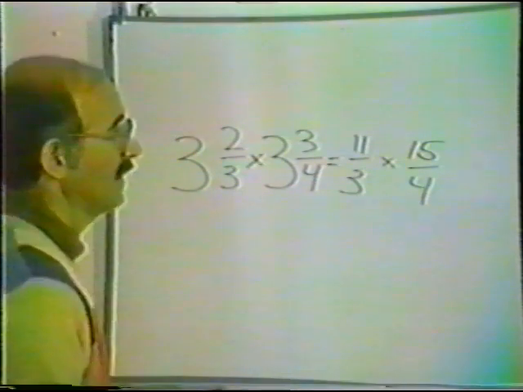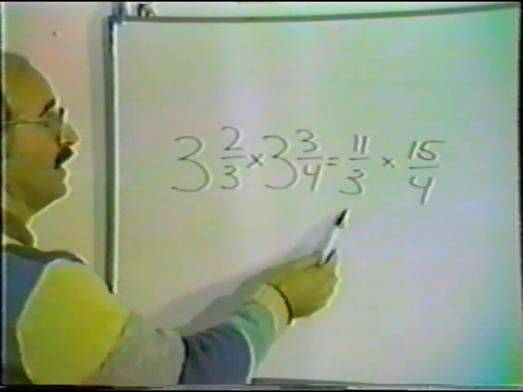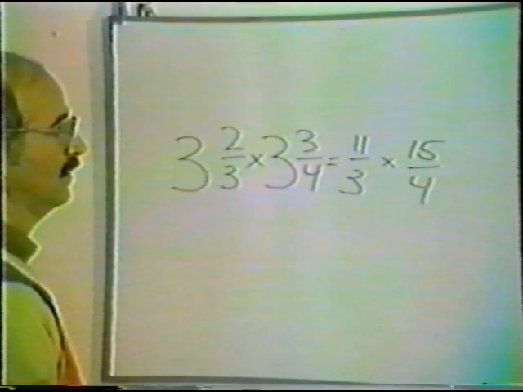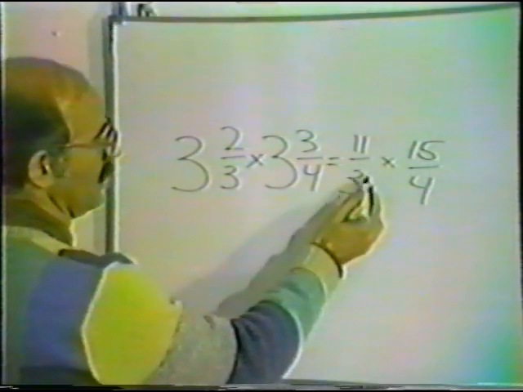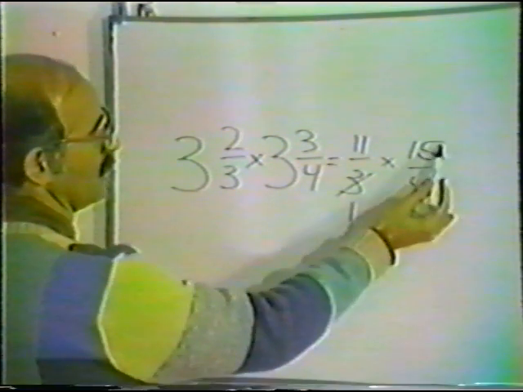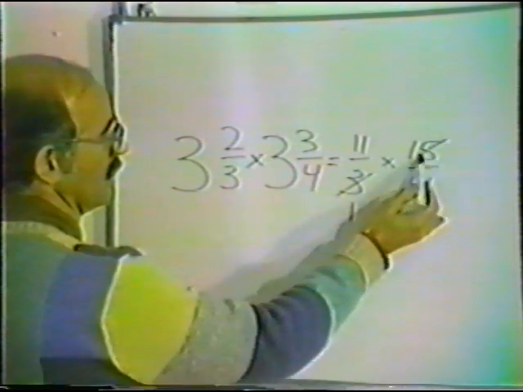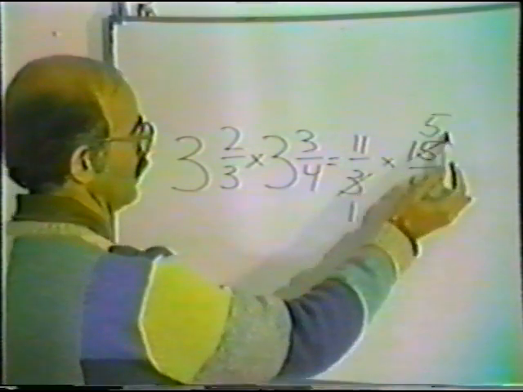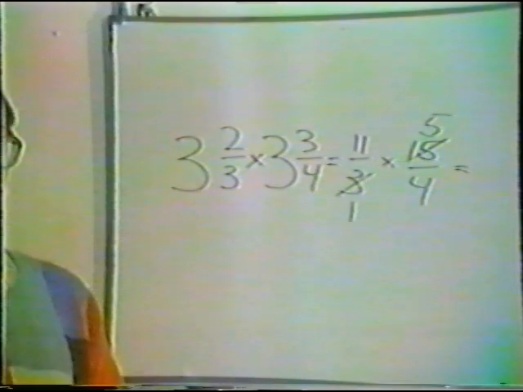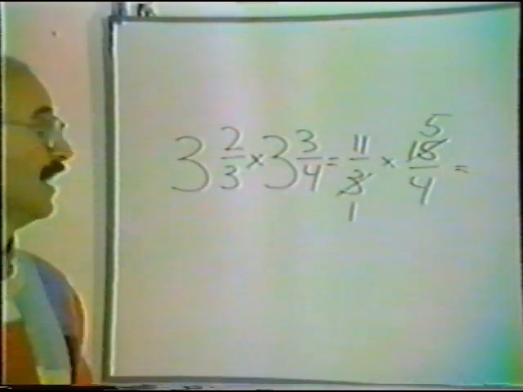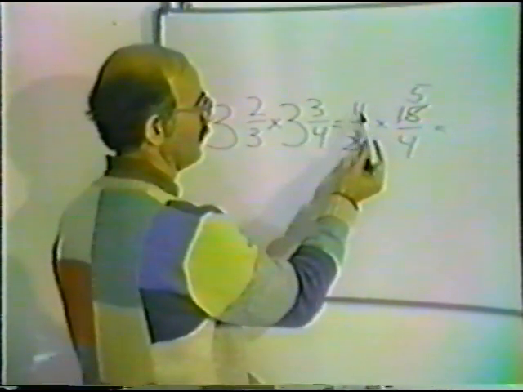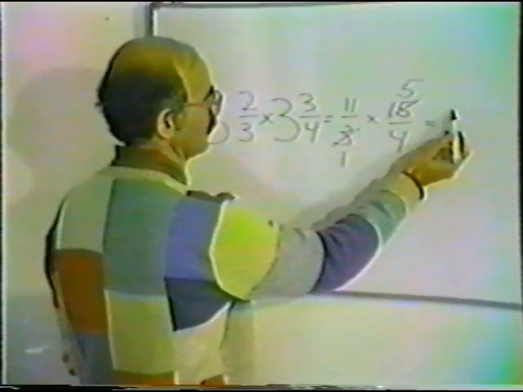15/4. Can we cancel the 3 and the 15? Yes. What can we hit them with? 3. 3 into 3 is? 1. 3 into 15 is? 5. Can we cancel the 4 and the 11? No, we cannot. We have to multiply across. 11 times 5 is? 55.